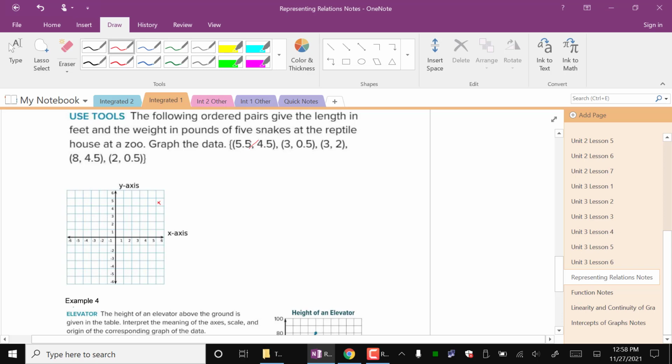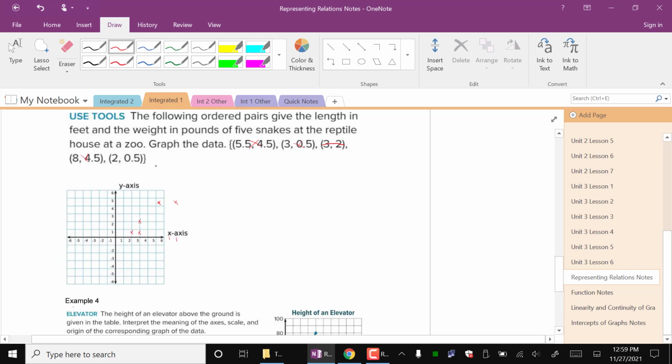So I've graphed that one. I'm going to cross that out because I've already graphed it. The next one's going to be 3 and 0.5. So 1, 2, 3. Then 0.5 is going to be halfway between. So I graphed that. Then we have 3, 2, 3, 1, 2. Graph that. Then I'm going to graph this. Well, I end at 6, so I'm going to add 2 more. 7, 8. And then 4.5. 1, 2, 3, 4. 0.5 is going to be halfway between. So I've graphed that. And lastly, 2.5, and then 2, and 0.5 is going to be right there.